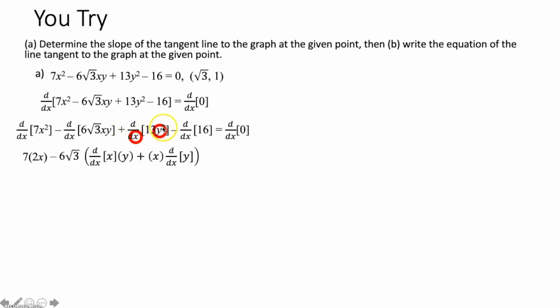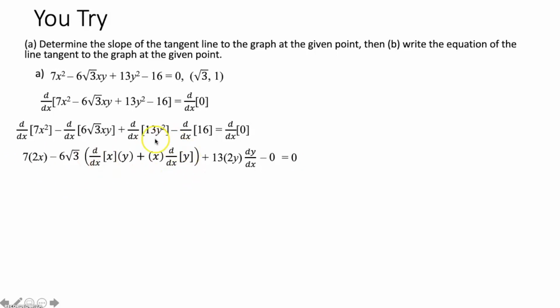So it's going to be 2y to the first power, but then multiply that by dy/dx. So it's going to be 13 times 2y to the first times dy/dx. Then the derivative of 16 right here, the derivative of a constant is just going to be 0. The derivative of 0 is also going to be 0. So let's keep going. Here, 7 times 2x is going to be 14x.